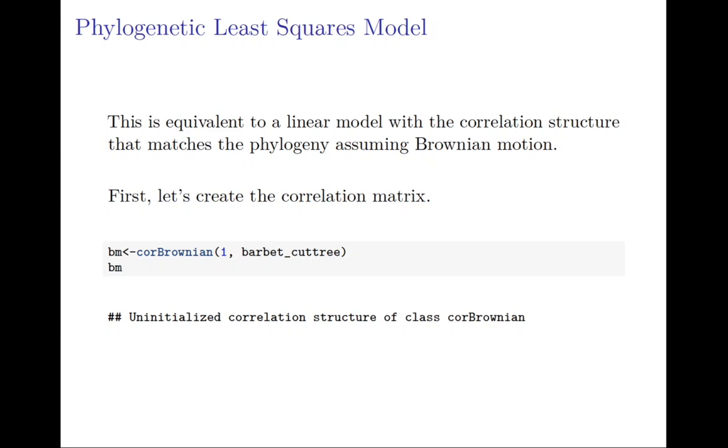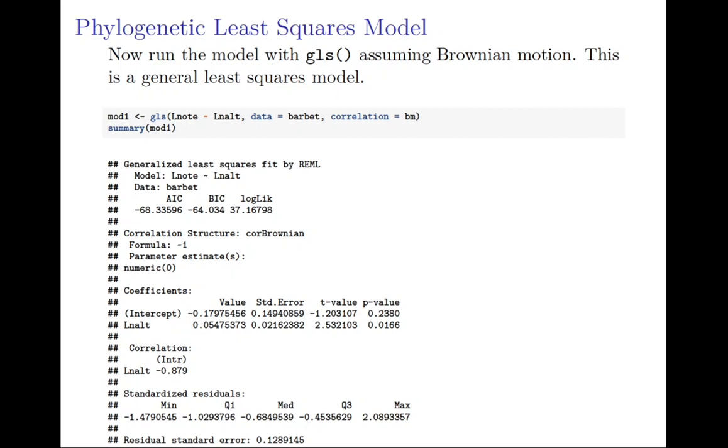And so what we're going to be doing is this phylogenetic least squares model is equivalent to a linear model with the correlation structure that matches the phylogeny, assuming Brownian motion. So first we have to create the correlation matrix, and we use this function corBrownian with our cut tree, and that creates a matrix, assuming Brownian motion, of course. And then you can run a GLS, which is a generalized least squares model, assuming Brownian motion. And so here you can see it's in the nlme package, and it's a gls.